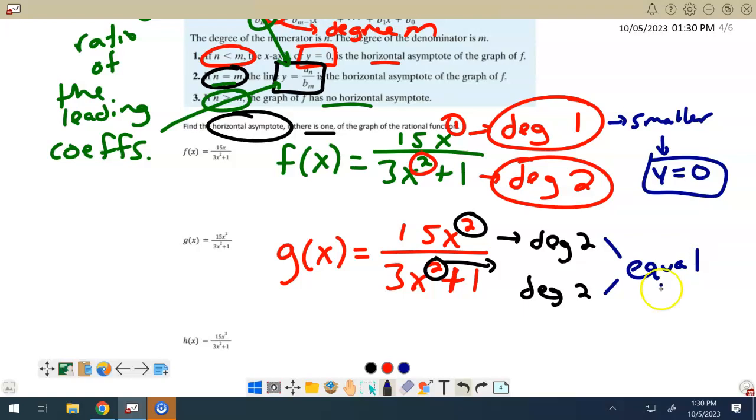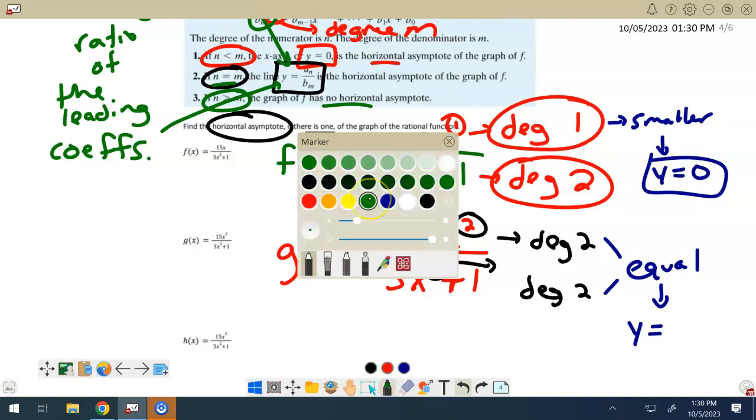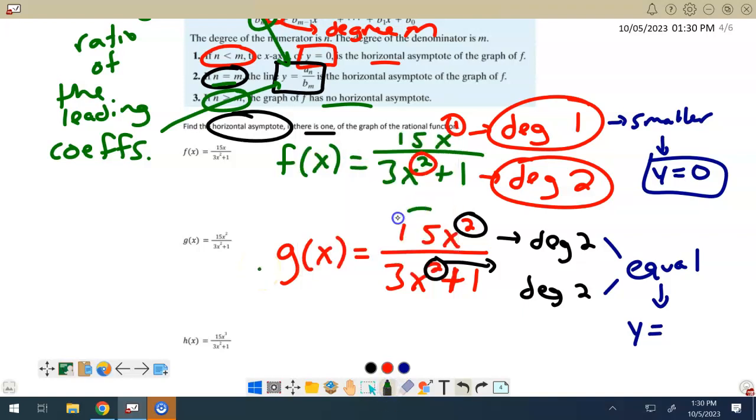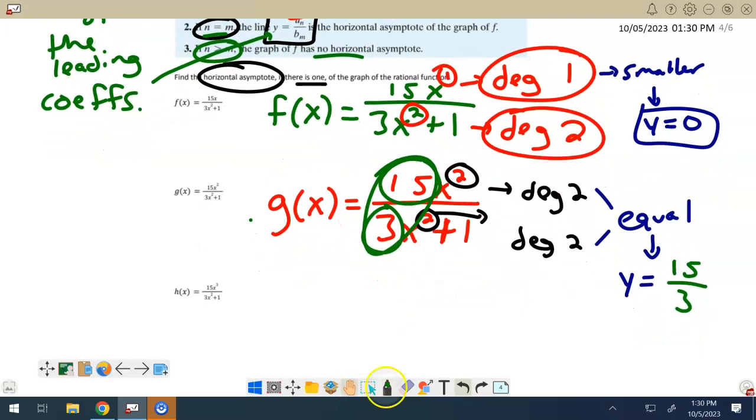If they're equal, then the horizontal asymptote will be y equals the ratio of the leading coefficients. The leading coefficient for the numerator is 15, and the leading coefficient for the denominator is 3. So I will take 15 over 3. That will be my horizontal asymptote, which of course we want to reduce as much as possible. So this reduces to 5, so it's going to be y equals 5.